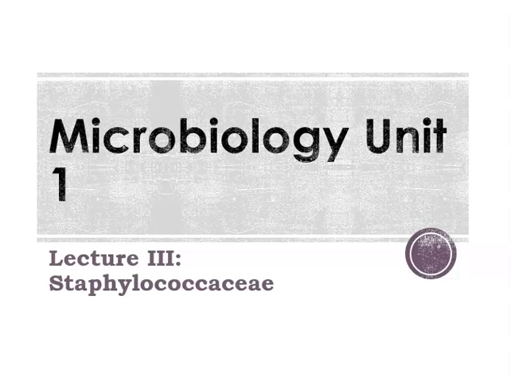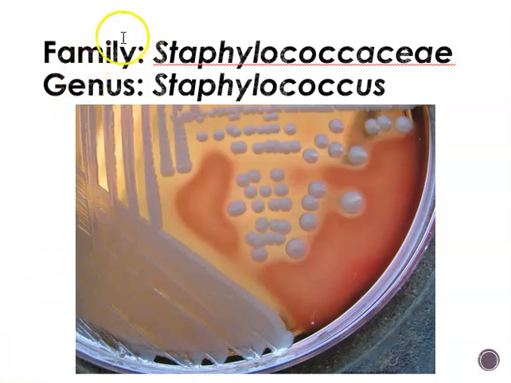In this very last section of Unit 1, we are going to talk about our first organism or first family. So we're going to be talking about the Staphylococcaceae. Again, the family is the Staphylococcaceae. The genus, which remember, is just kind of like the organism's first name, Staphylococcus. And then we'll be talking about various species within this genus and family.